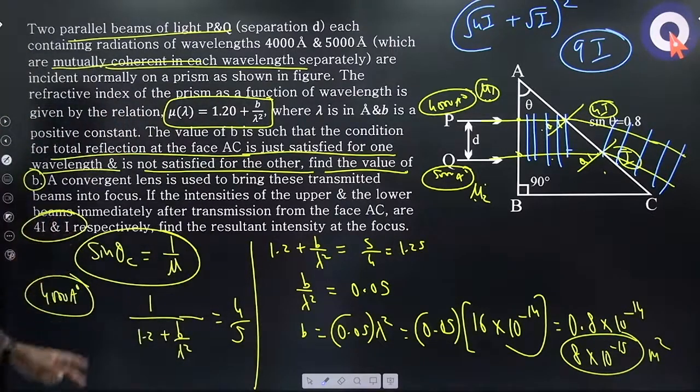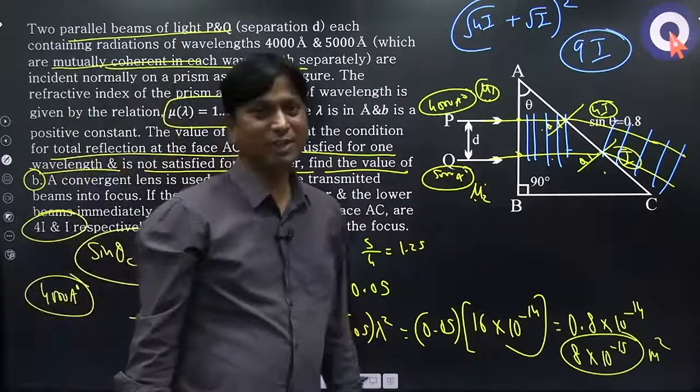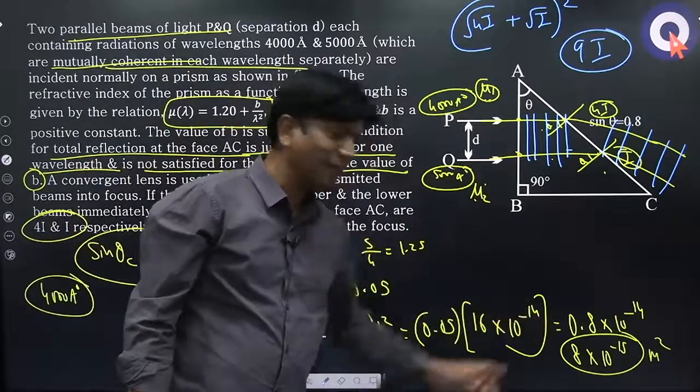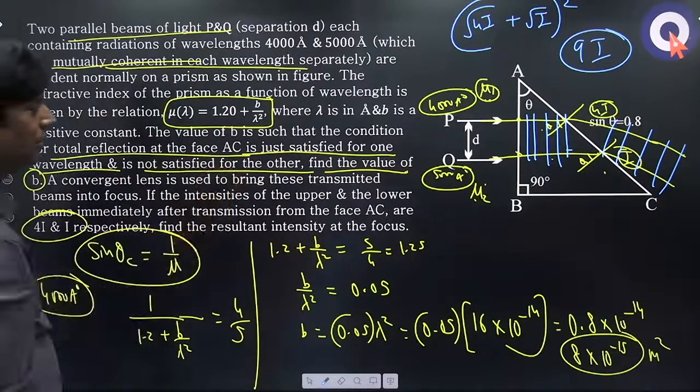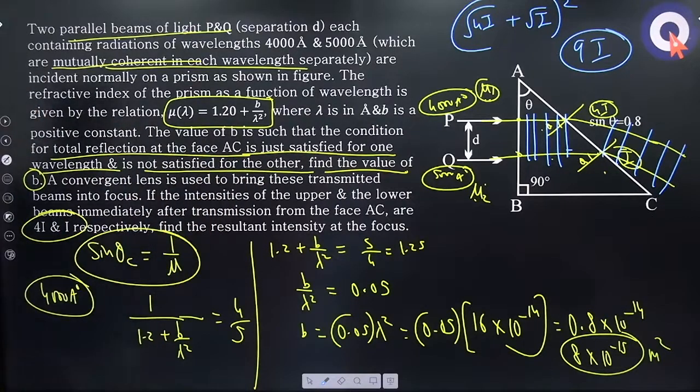So two questions here. One is based on total internal reflection, which is geometrical optics, and getting the value of B. The second one is wave optics, so a combination of both is what they have given, right. Done. Next question.